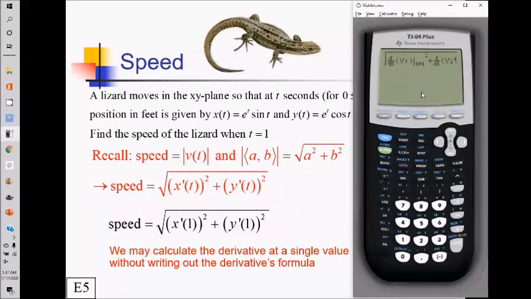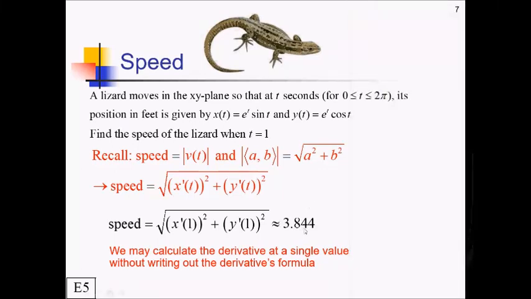Here's what I've done back on the main screen with those functions. I'm taking my derivative of y1, which was my x here, so that's x prime, evaluated at 1, and then squared that. Done the same with y2, which was my y prime. And all of that is going to come out to about 3.844 if you've done that correctly. And that unit is going to be feet per second because this is speed.